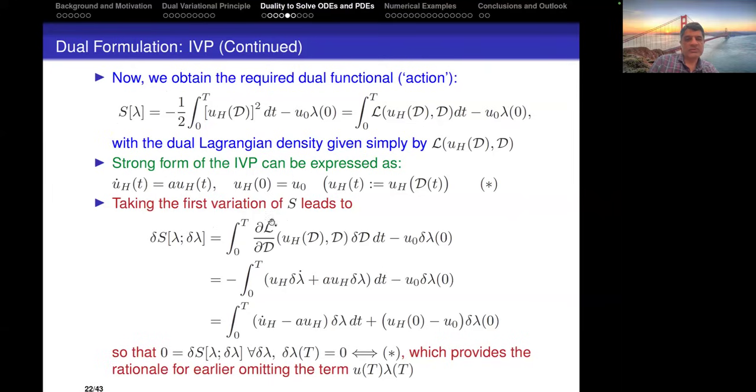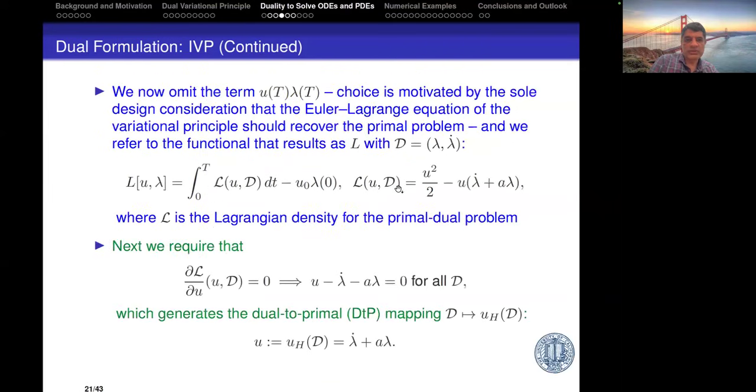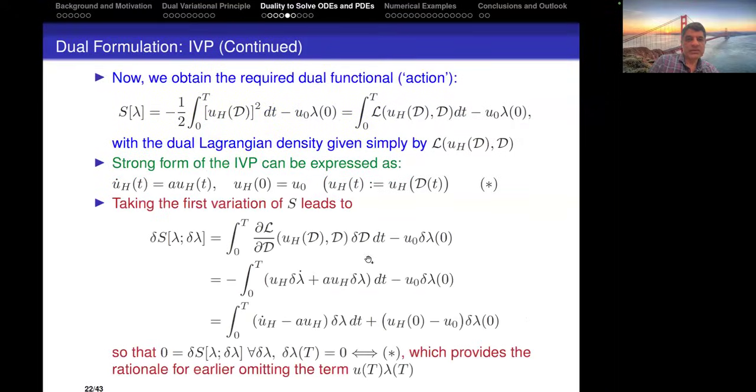So I take the variation of S. The variation of S is essentially del L by del D times the variation of D, where D consists of these two guys. So if you go back, the variation of this will give me del lambda dot plus A del lambda. That's what is to be kept in mind. What is the variation of this? It's minus 2 by 2 UH times the variation of UH, which is what I just told you, del lambda dot plus A del lambda is the variation. And then UH is appearing there, so UH times the variation of that is this expression, which is exactly here.